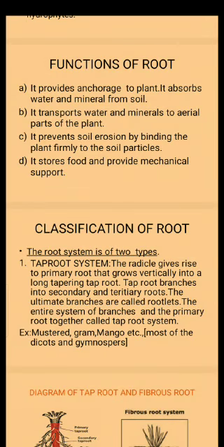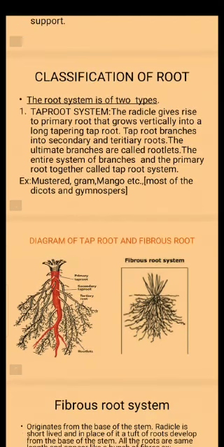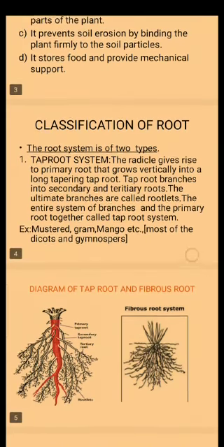Depending upon the nature of the root, when we study the classification of root, the root system is of two types. Number one is the taproot system. Number two is the fibrous root system. You also see these figures or pictures. The first one is the taproot system. Second one is the fibrous root system.